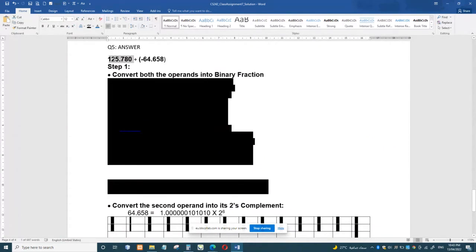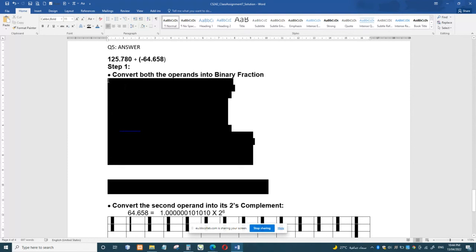But this one will be normal binary representation. We'll do the binary representation of this one in binary scientific notation. But this one, since it's a negative number, first we will represent it in normal binary, that means we'll represent it as plus 64.658. Once we represent it as plus 64.658, then we'll convert it to a minus number. Once we convert it to a minus number, then we'll perform the addition. So let's first convert them to binary. Then we'll do it step by step.